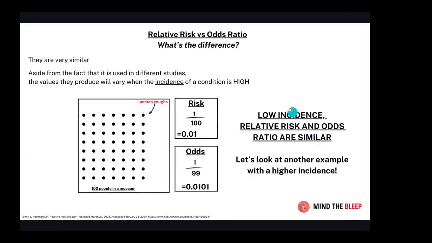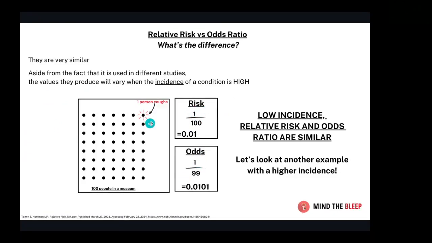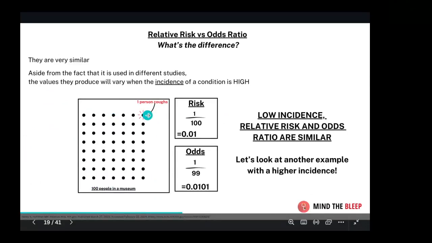So what's the difference when you calculate? Let's say you have a scenario where you're in a museum, and there's 100 people. The dots represent people. I know there isn't 100, but just bear with me. So there's 100 people in a museum at a given time. Out of the 100, one person coughs. The risk of a person coughing is 1 in 100.